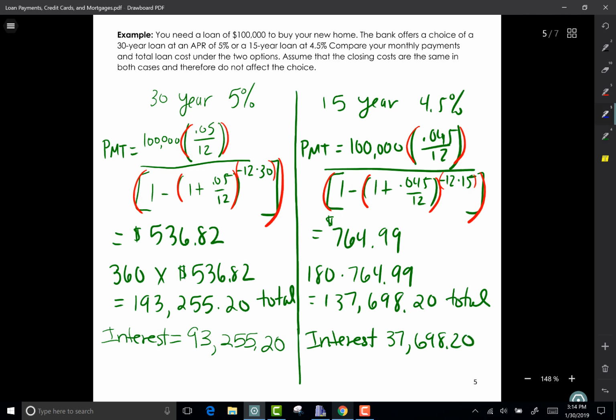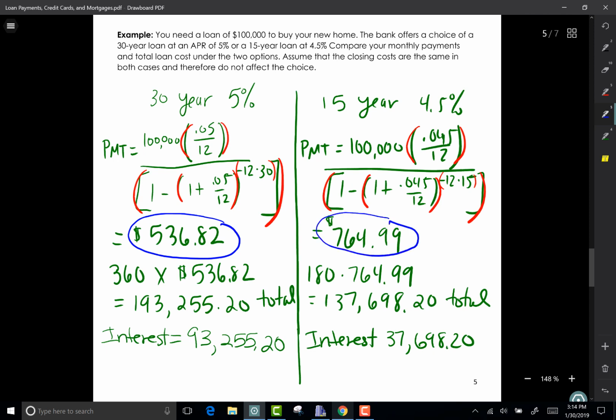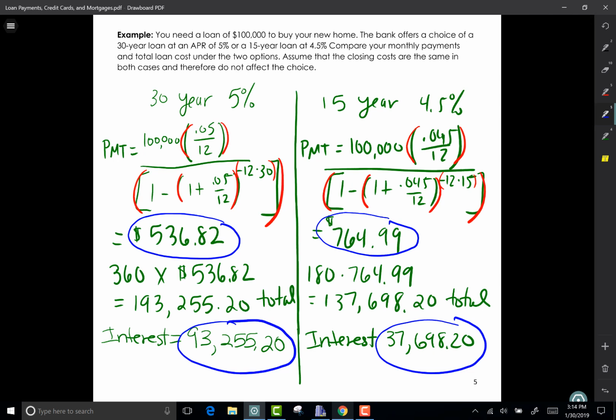So if we compare, the 30-year loan has a smaller monthly payment because it's spread out over more time versus the 15-year. However, the more time you owe the money, the more interest it's going to accumulate. Notice that the interest is higher on the 30-year loan. So again, it's really important to take that into consideration. If you can afford a higher monthly payment, it will be better for you in the long run because you'll save quite a bit of money in interest.